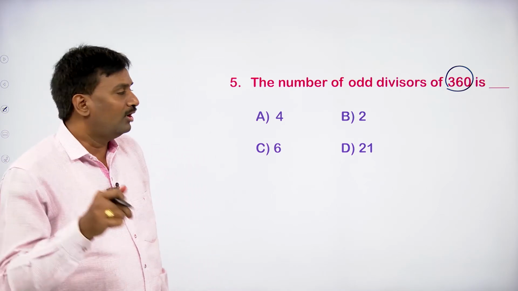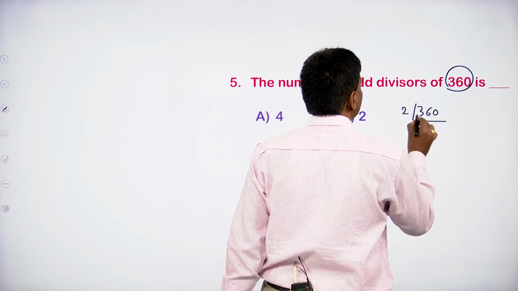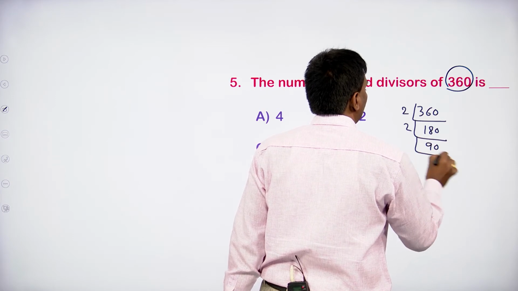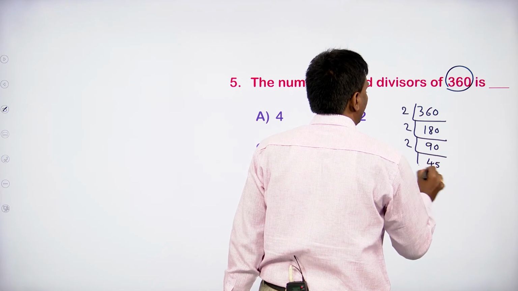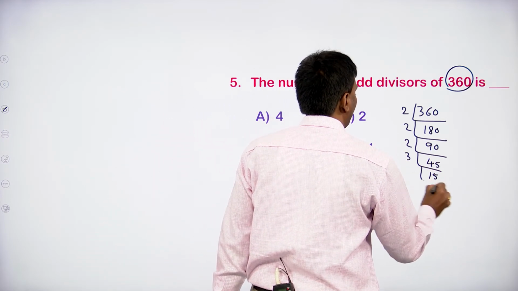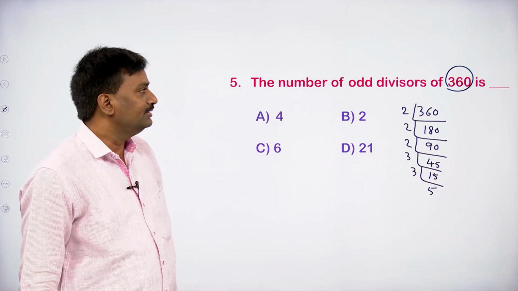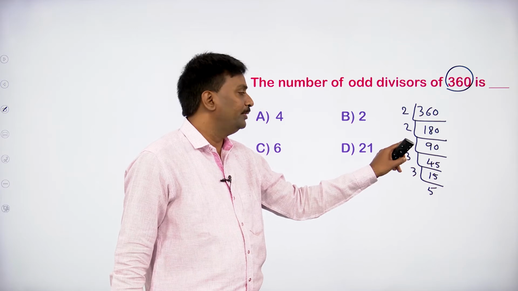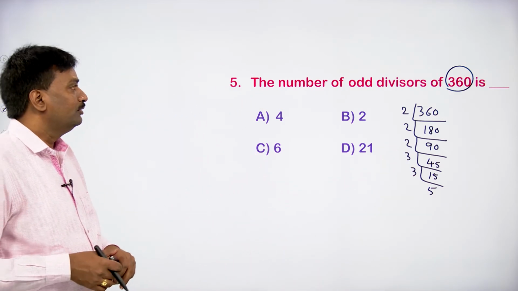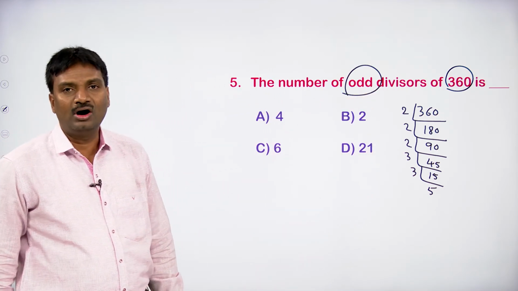To find the number of odd divisors of 360, here also we have to express 360 in prime factors. 2 18s are 360, so 2 into 180, 2 into 90, 2 into 45. 2 is not a factor of 45, so let us take 3: 3 15s are 45, 3 5s are 15, stop, 5 is a prime number. Now we can write 360 as 2 into 2 into 2, 2 cube, into 3 into 3, 3 square, into 5 power 1. We have to find the number of odd divisors only.